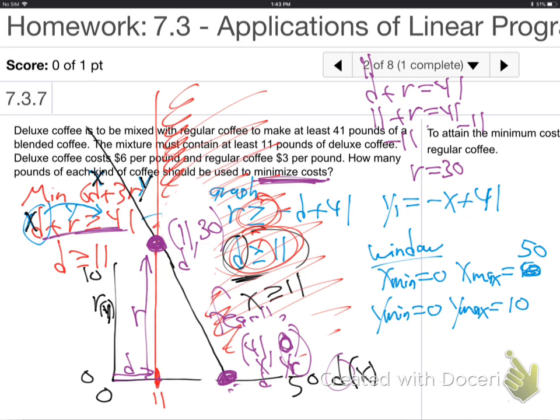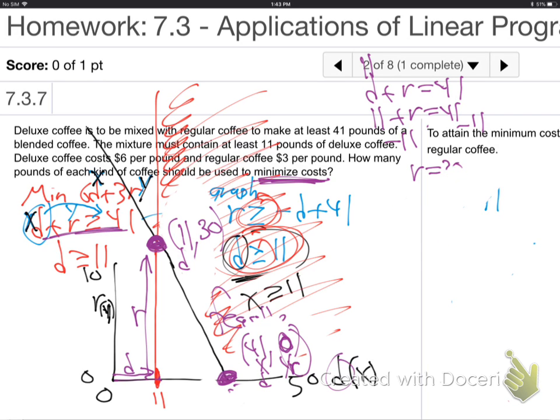In both cases, I used the D plus R equals 41 equation. I plugged in R is 0, because I already knew one of the coordinates. This one I plugged in D was 11, because it was over 11. Found the other one now. We just need to check which one's better. So I'm going to just plug into the minimum function. What are we trying to minimize here? We're trying to minimize 6D plus 3R.